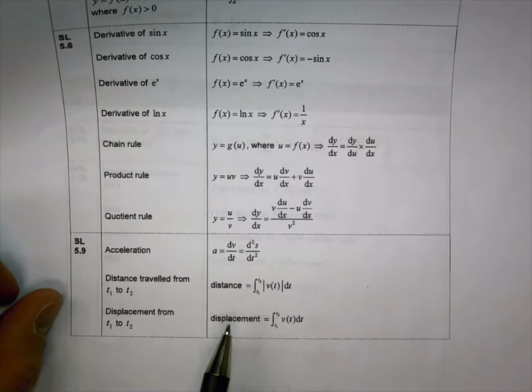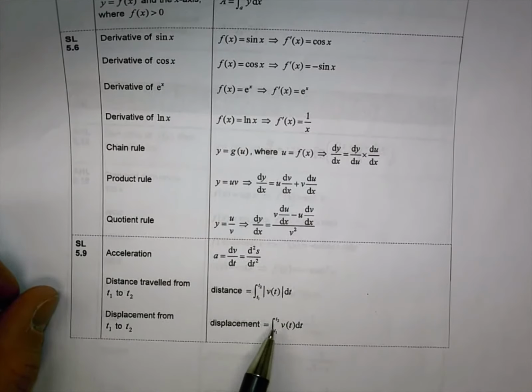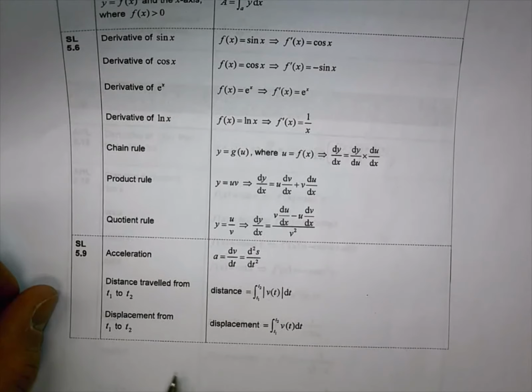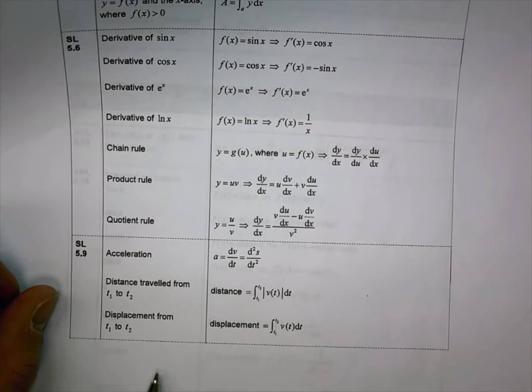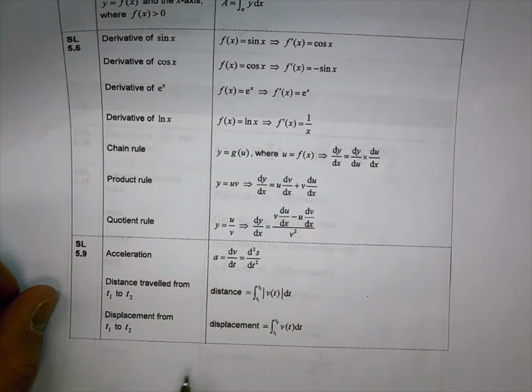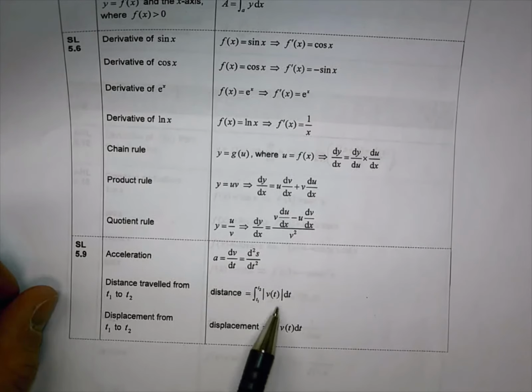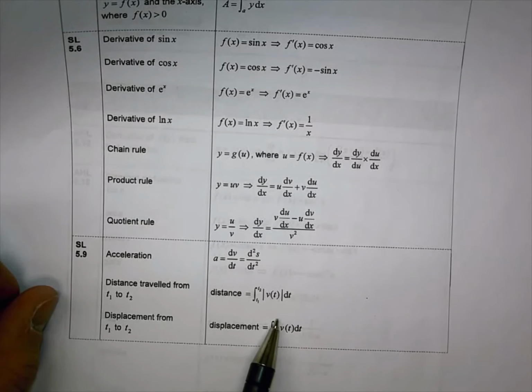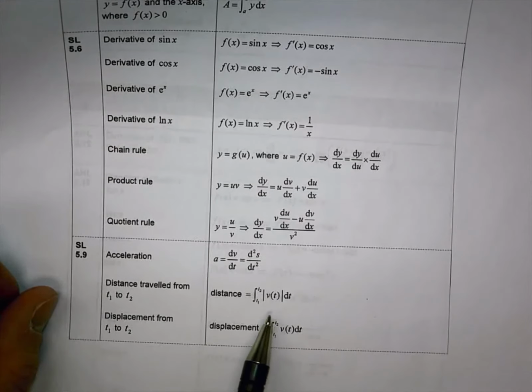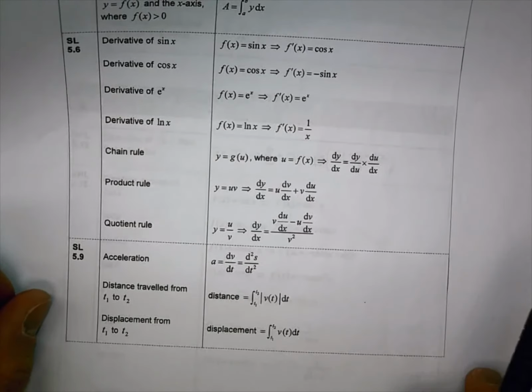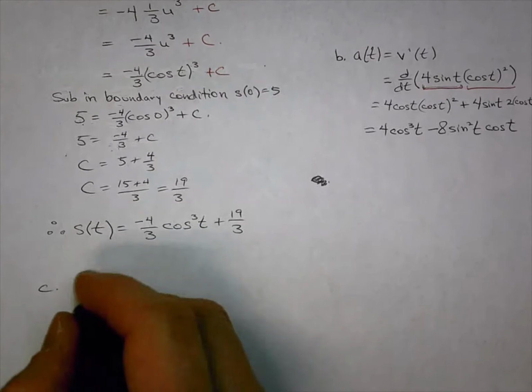The difference between these two things is that distance is how much you've actually clocked on your car as you're driving in a circle. You can clock all the actual kilometers that you've driven, whereas displacement is the difference between where you start and where you end. So if you were to drive in a circle, you start and end at the same place, so your displacement is 0, but your distance traveled is actually something. So let's find the displacement.